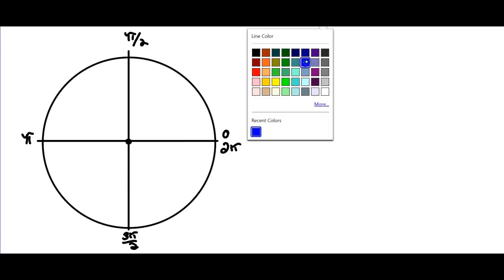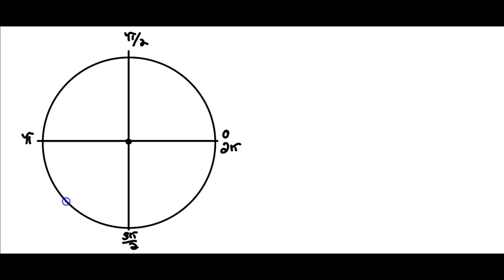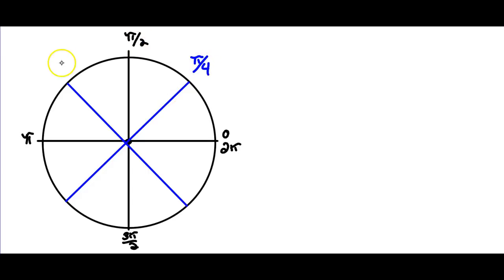So I'm going to color these. Let's color them blue. They're going to be about halfway through here, slicing this side in half. And so right here's our pi over 4. Every line I've got drawn here is a multiple of pi over 4. So we've got 1 pi over 4, 2 pi over 4, 3 pi over 4, 4 pi over 4, 5 pi over 4, 6 pi over 4, and 7 pi over 4.